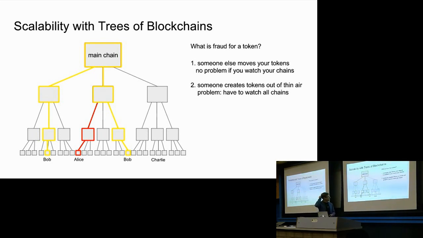Okay, there is a kind of solution that does not solve this problem, but it solves a similar problem. The idea is that Charlie can create tokens here, but he can't really use them because he has to move them to a chain where someone else is, or he has to convince other people to come to his chain. And that's the key to this problem, the key to the solution.